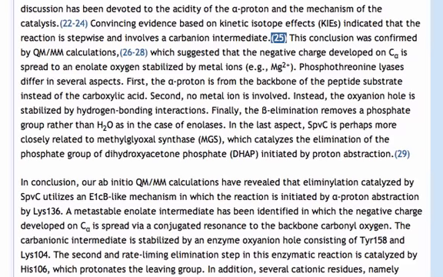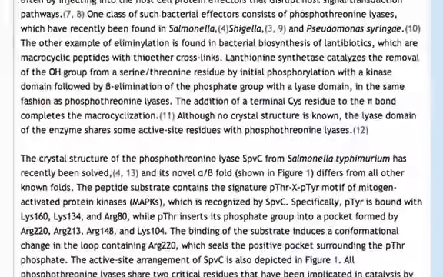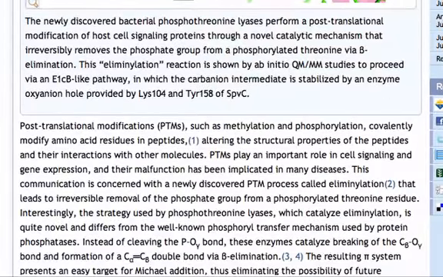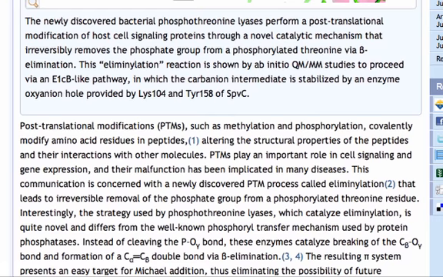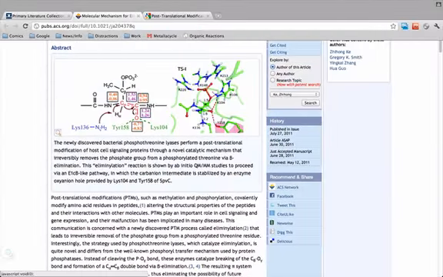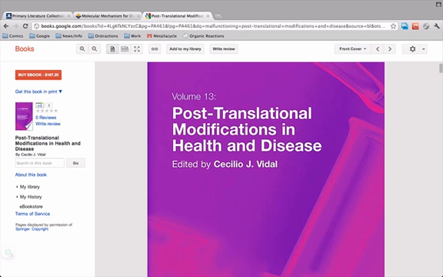To move to the macroscopic level, a good place to look is in the introduction. Usually within the first 2 or 3 sentences of a paper, they'll explain the broader implications of the study, and in this case we can see that post-translational modifications are a big part of this. So the enzyme catalyzes a post-translational modification of a polypeptide, and just a quick Google search reveals the importance of PTMs, for instance, in health and disease.